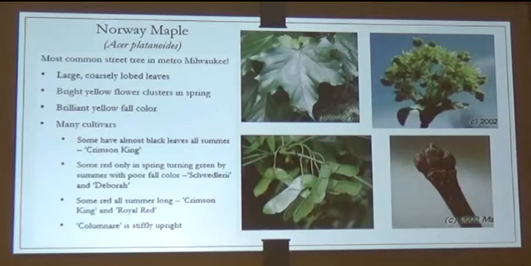So Crimson King and Royal Red are cultivars that stay red all summer long. And then Columnare, I couldn't believe it when I came to this area because I saw so many upright Norway maples. I'd never seen that many of them before, and they're used on streets as street trees all over this area. And I personally think they're ugly, just really ugly. They just look real funny.